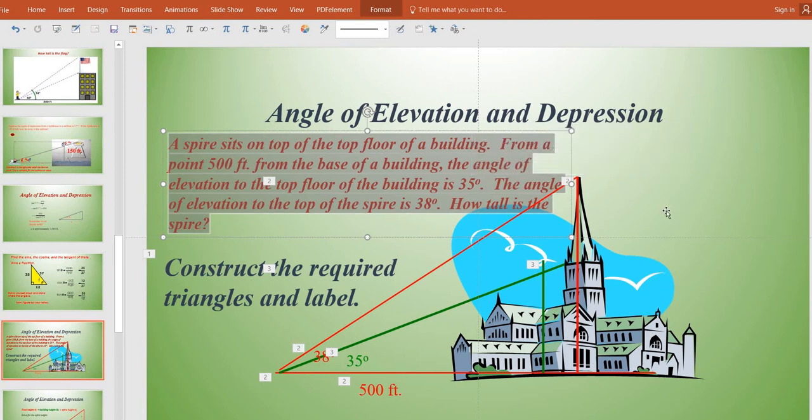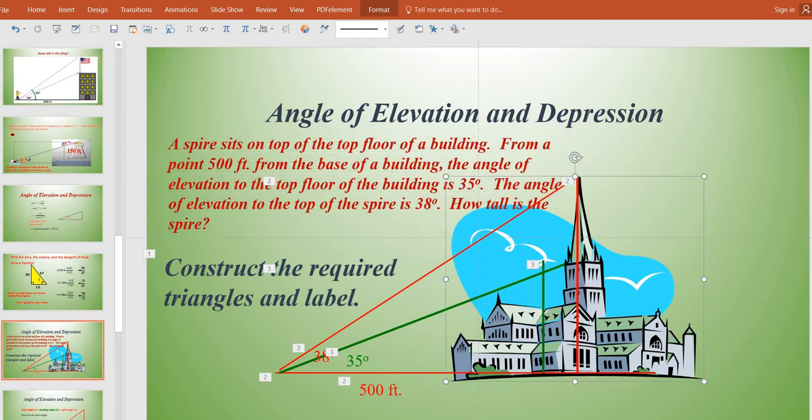A spire sits on top of the top floor of a building. From a point 500 feet from the base of the building, the angle of elevation to the top floor of the building is 35°. The angle of elevation to the top of the spire is 38°. How tall is the spire?